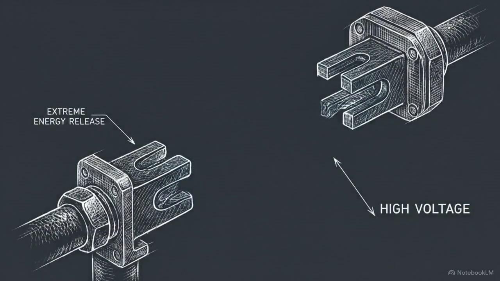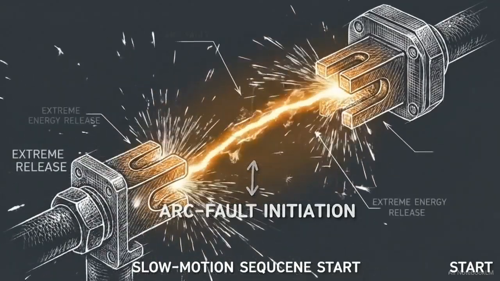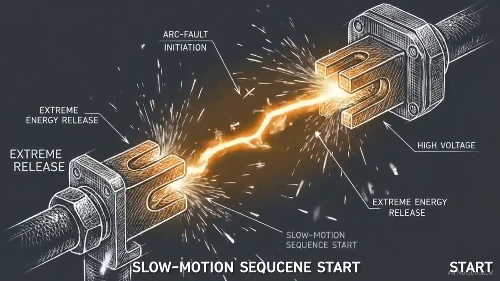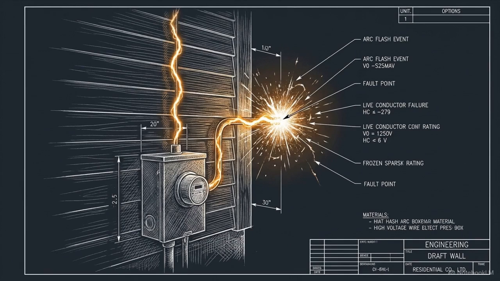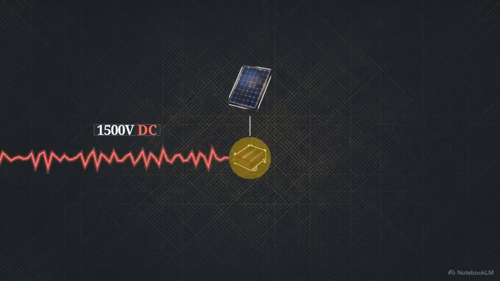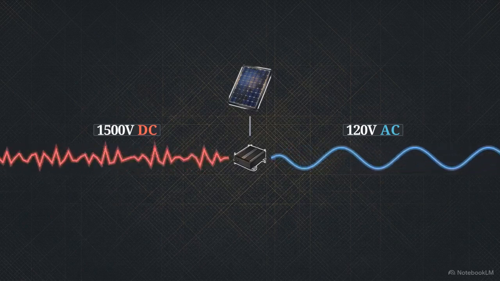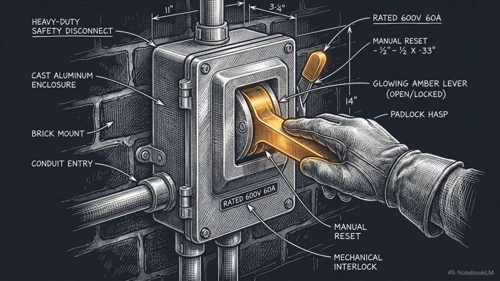Beyond efficiency, there is a strict safety imperative. Traditional string systems push up to 1,500 volts of highly volatile direct current across the roof and down the side of a house, creating a severe arc fault and fire risk. Microinverters neutralize this threat by converting the high-voltage DC into standard, grid-compliant alternating current directly at the source panel. This localized conversion enables immediate rapid shutdown compliance.